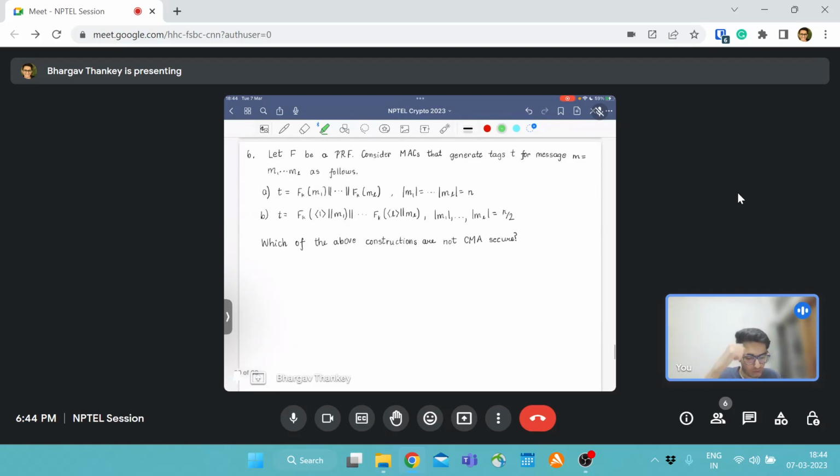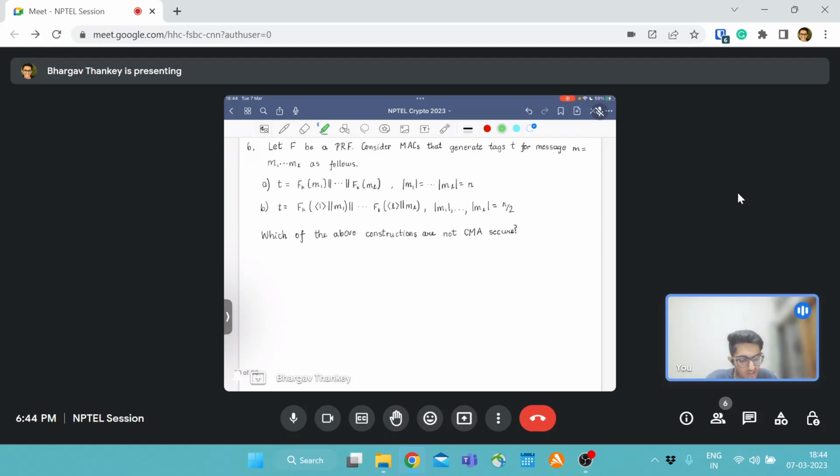So the problem is as follows. Let F be a pseudo-random function. Consider MACs that generate tags T for a message M, which is divided into blocks as M1 to ML, as follows. The first MAC is defined as follows. The tag T is the concatenation of F_K(M1) to F_K(ML), where M1 to ML are all n-bit messages. So the block size is n bits.